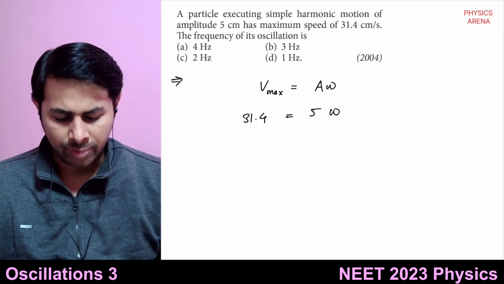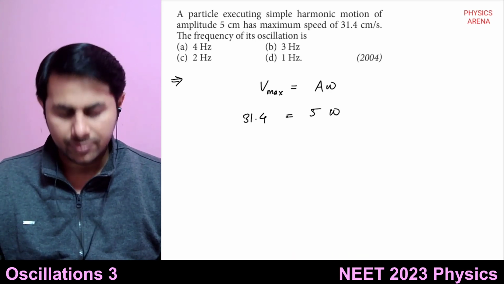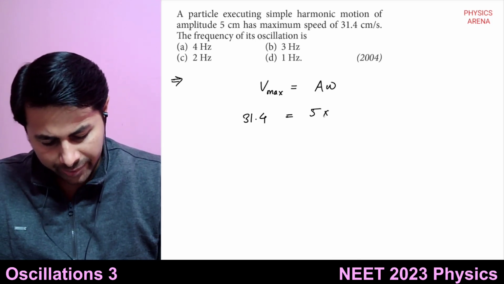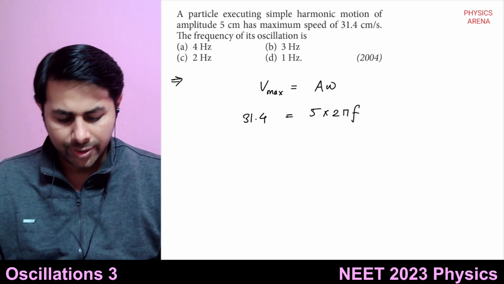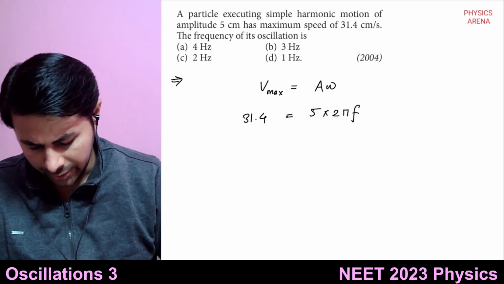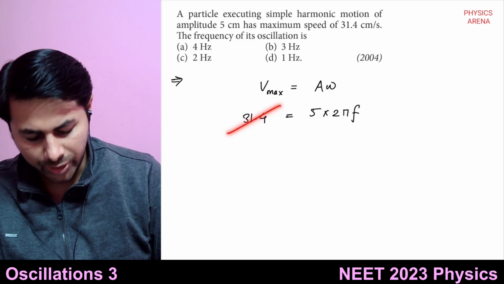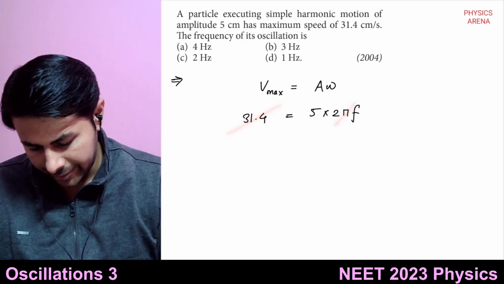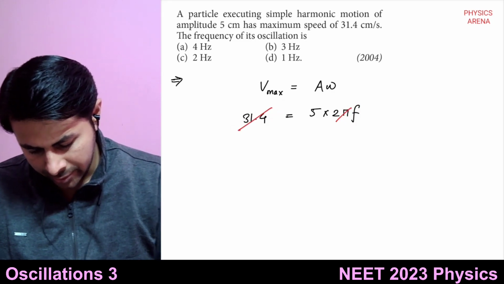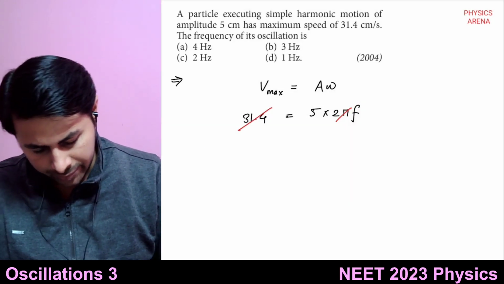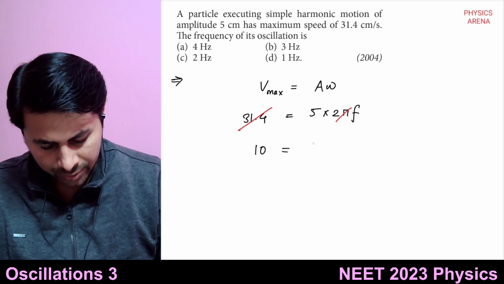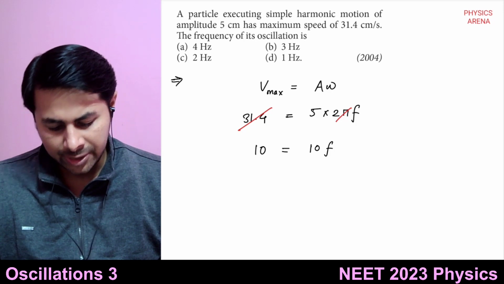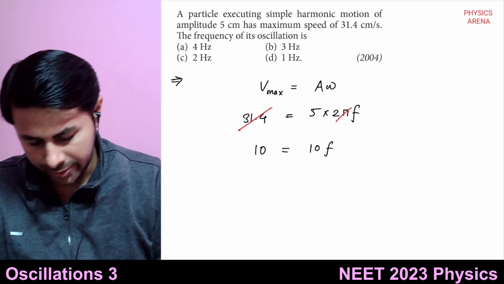So from this we can find out omega, right? And omega can be written as 2 pi f because we want frequency. Okay, so if we divide 31.4 by pi, we'll get 10, right? So then 10 is equal to 10f. That means f is equal to 1 hertz.